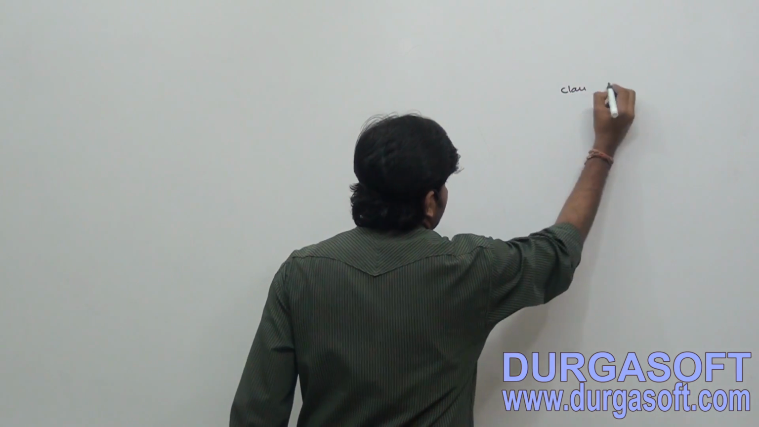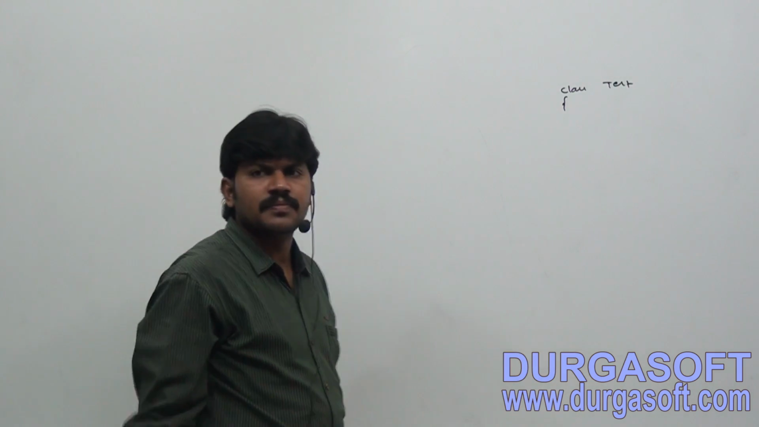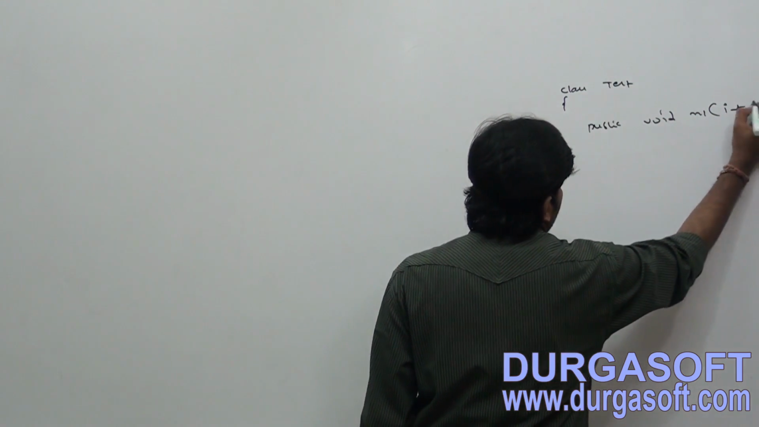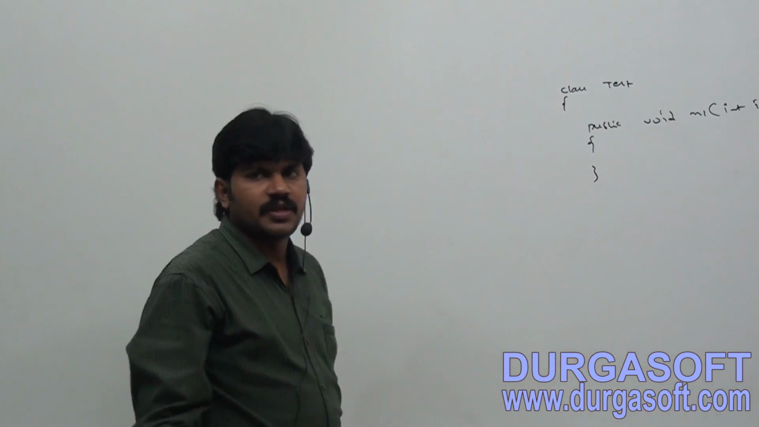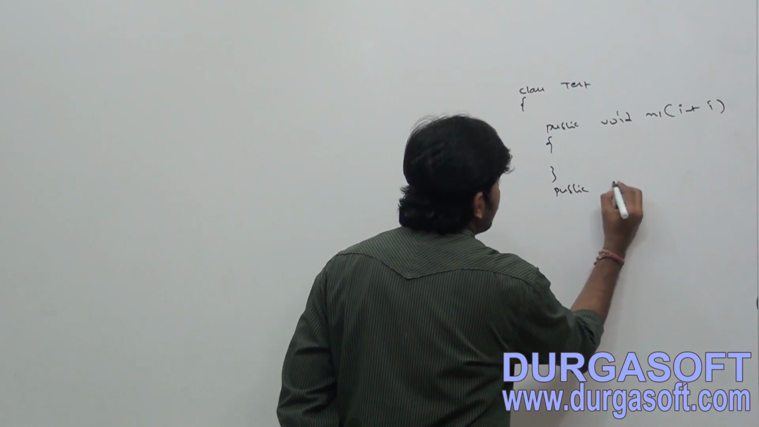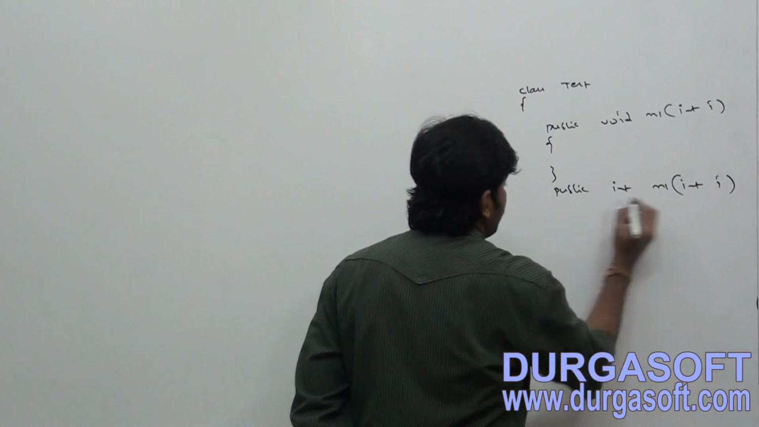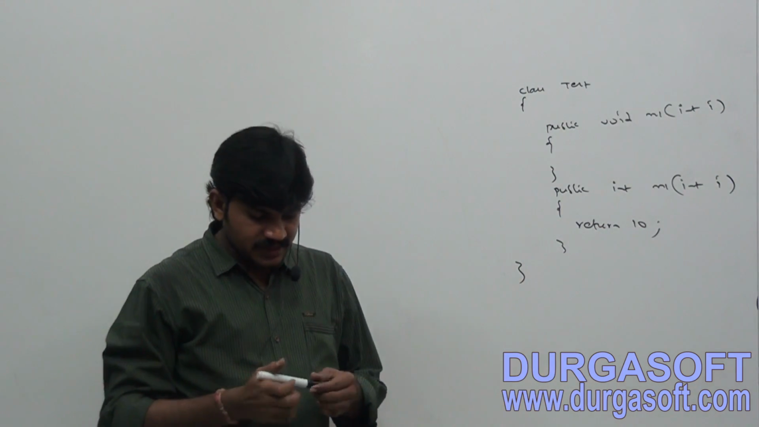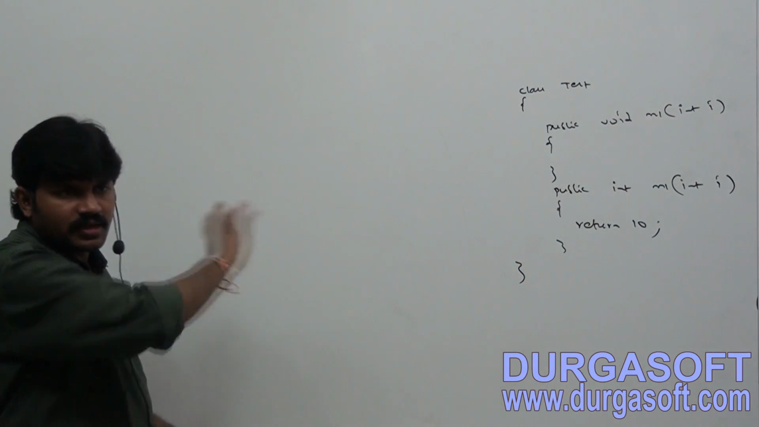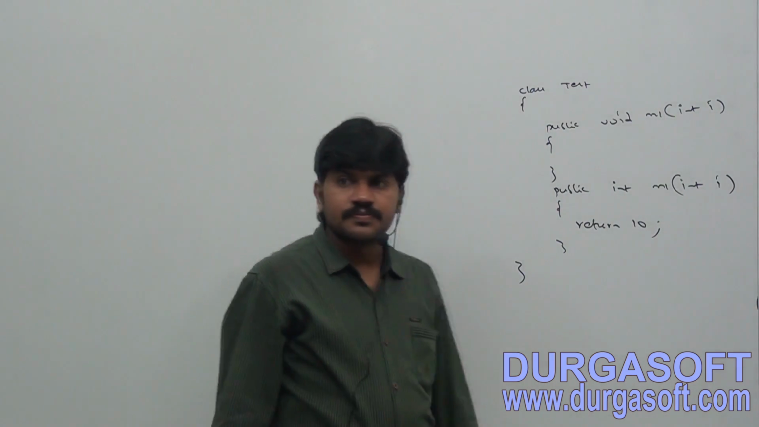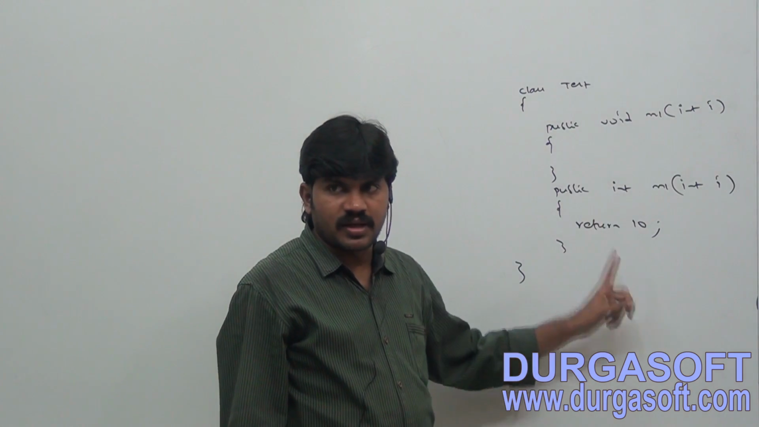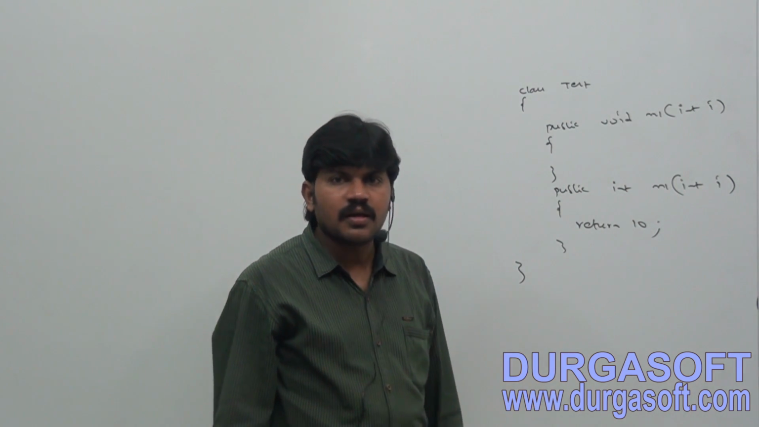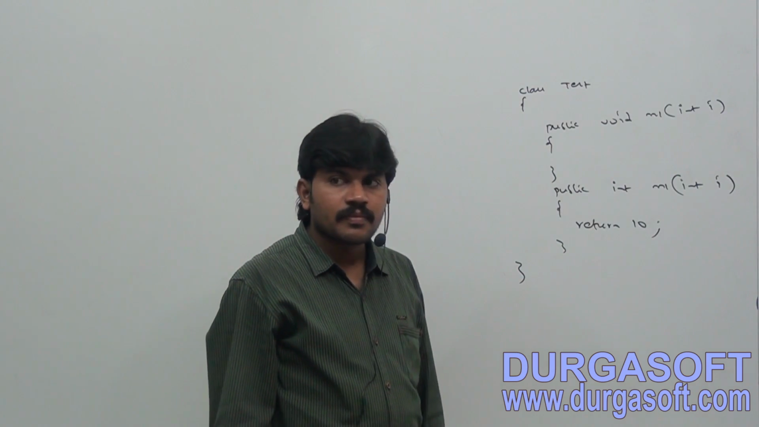Sir, I am taking class Test with public void m1(int i) and public int m1(int i) that returns 10. Sir, can you tell, is it valid or invalid? Normal Java code, not generics code. You should compulsorily have clarity. m1(int i), public int m1(int i), valid or invalid? Make sure, is this one valid or invalid?